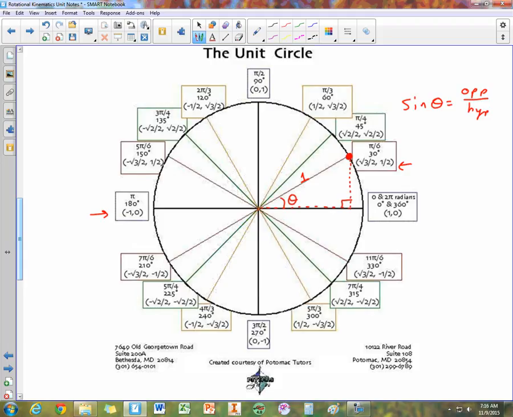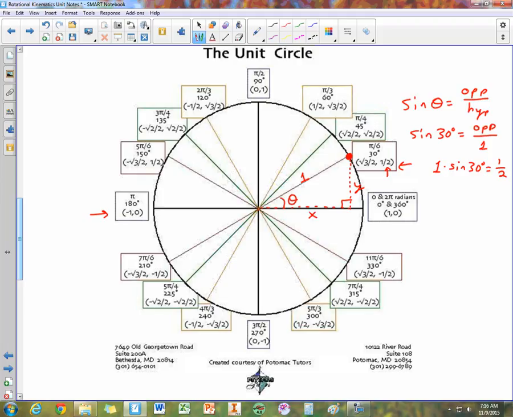A unit means 1. So let me put a number in here. Sine of 30 degrees equals the opposite over 1. Well, the opposite is a y value. And if I were to do algebra with this, I'd have 1 times sine of 30 degrees. We would find that that equals 1/2. And that's this value right here.